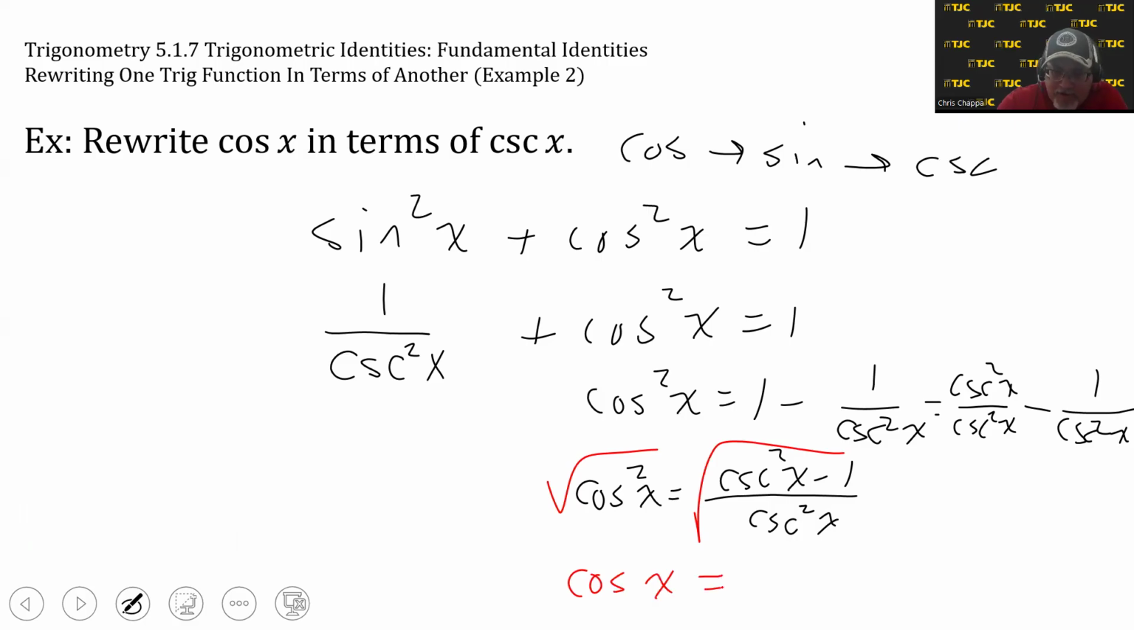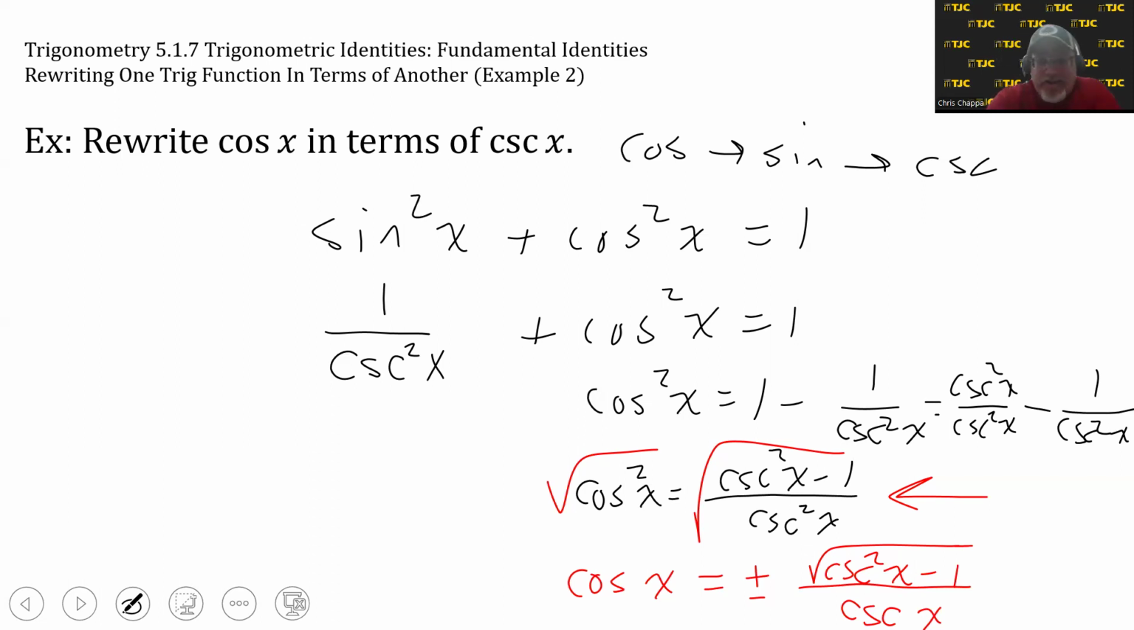Bring in a plus minus. And think about splitting up the square root across the fraction here. On the top, nothing would happen because of the minus, so I would have the square root of cosecant squared of x minus 1. But on the bottom, when we square root the cosecant squared, we would just get cosecant. We can't cancel the square on the top because of the minus 1, but because the denominator lacks the minus 1, we can cancel the square. If our goal was to write cosine as a function of cosecant, we've got it.